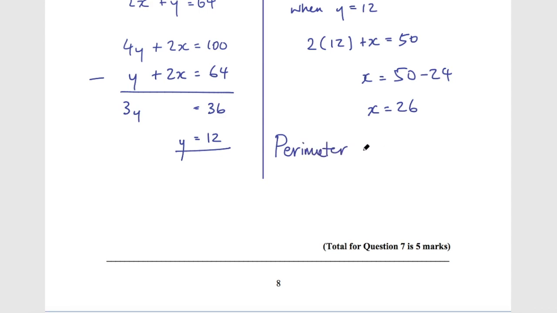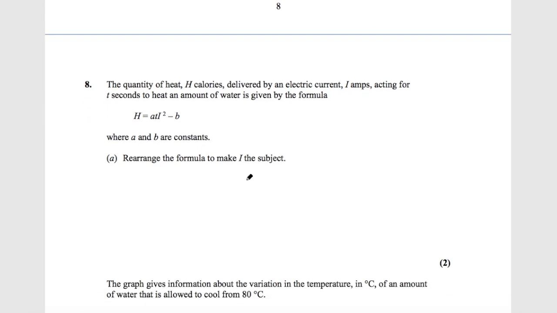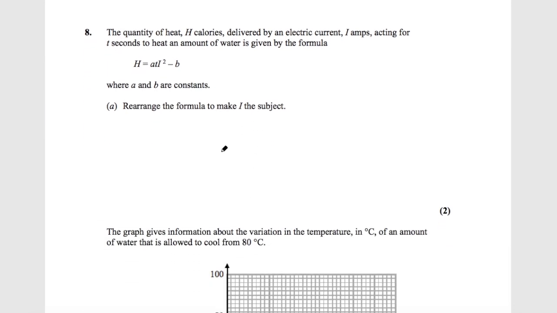So I just need to do 2 lots of x, 2 lots of 26, plus 2 lots of y. So that's going to be 52 plus 24, that's 76 centimeters for 5 marks there.